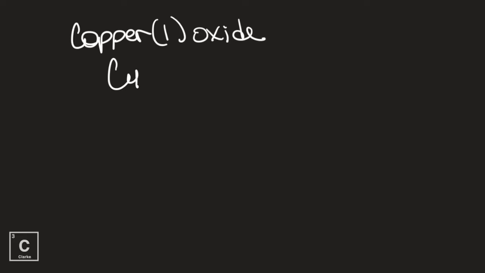But that's okay, because look, this Roman numeral is here to tell us the oxidation number on copper. Copper, in this instance, is a +1. Now, sometimes copper is a +2, and sometimes copper is a +3. But right now, today, copper is being a +1. And the only way we would have known that is if it told us right here in the name.